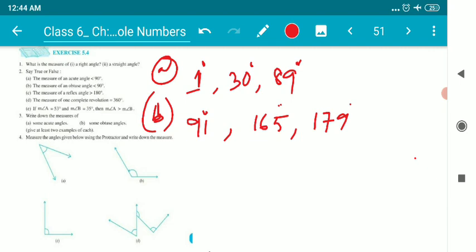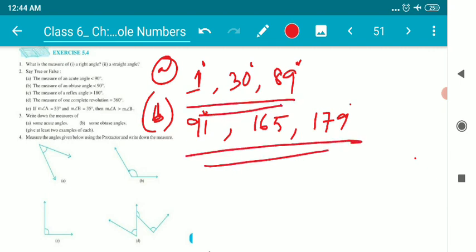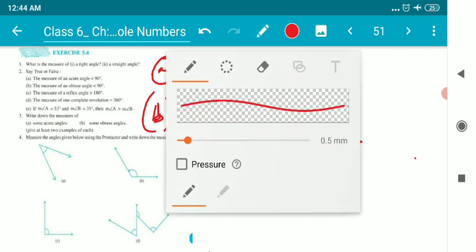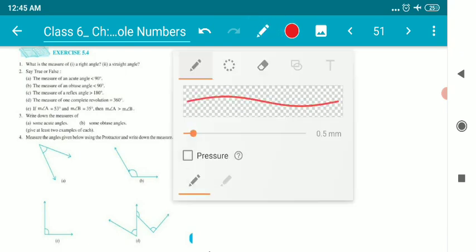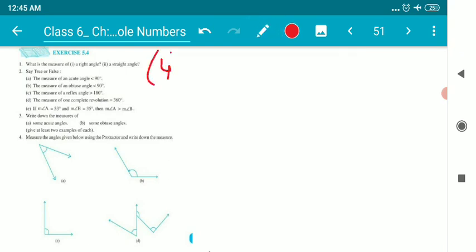The question asks to give at least 2 examples. So they have asked for 2 examples. I have written 3 examples. That's fine. Absolutely all right. Now children, the question number 4. Question number 4 is about measure.